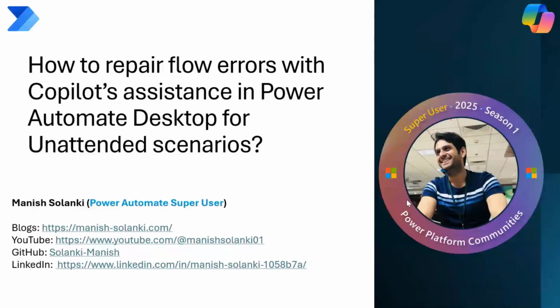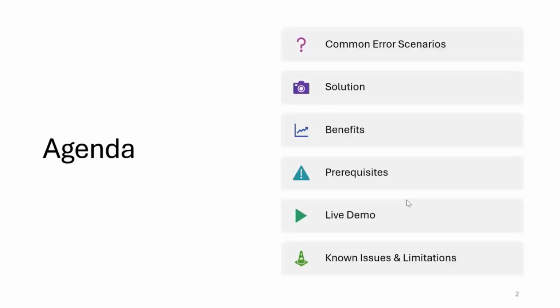So during this session, I will cover the most common error scenarios in UI and web automation. Next, we will discuss the solution, that is the repair flow error feature to resolve the UI automation errors. Post that, we will also cover the benefits of setting up this feature in the automation process. After that, we will discuss the prerequisites to enable this feature in the Power Platform environment. Then we will jump into the hands-on session where I will show an end-to-end case to resolve errors for unattended scenarios. Lastly, we will cover the list of known issues and limitations.